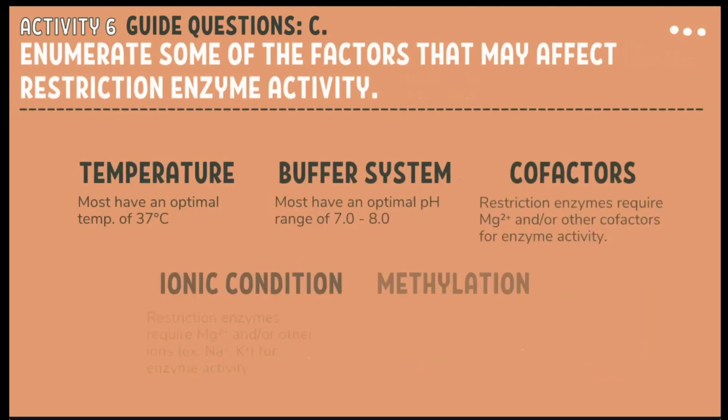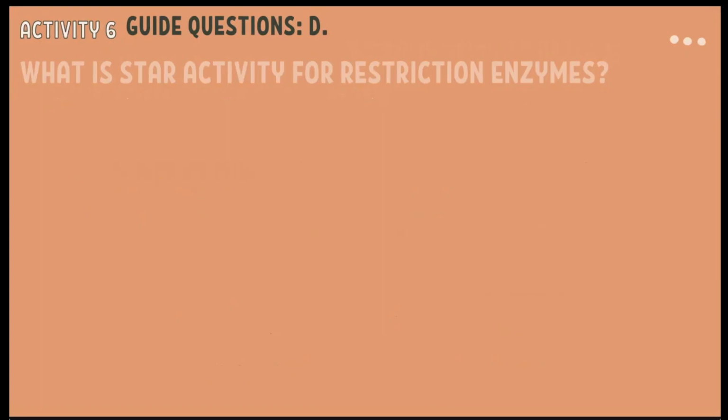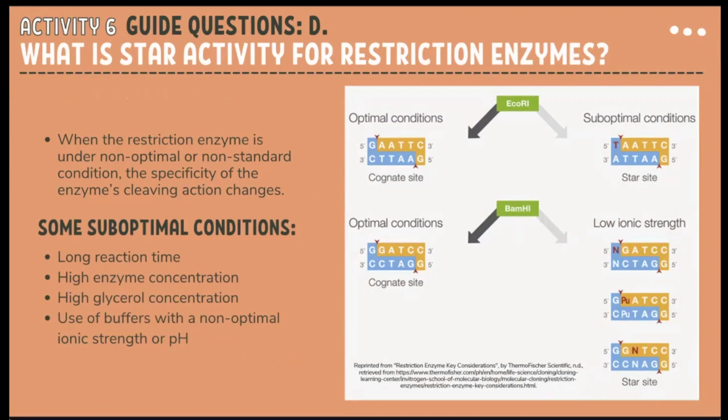For the third question, enumerate some of the factors that may affect restriction enzyme activity. So first will be the temperature, where most have an optimal temperature of 37 degrees Celsius. Second is the buffer system, where the optimal pH is usually around 7 to 8. And another is the cofactors and ionic conditions, where restriction enzymes usually require magnesium ions or sodium and potassium ions for enzyme activity. And lastly is methylation, where if adenine and cytidine is methylated, then there's no enzyme activity.